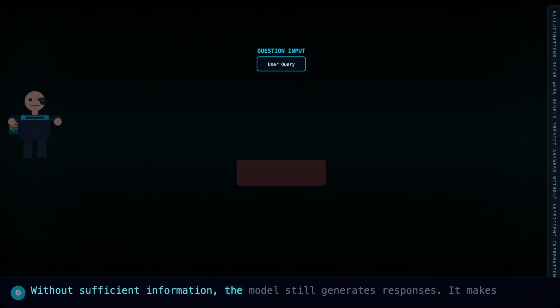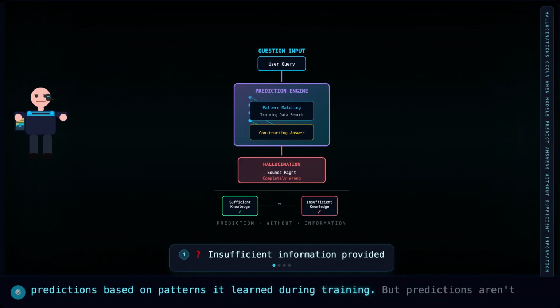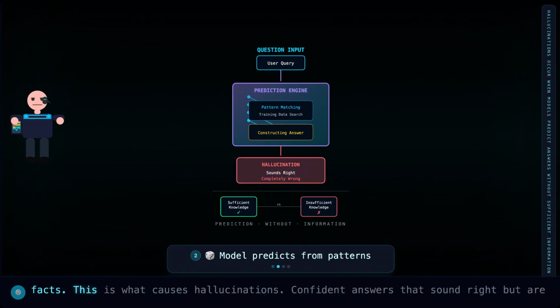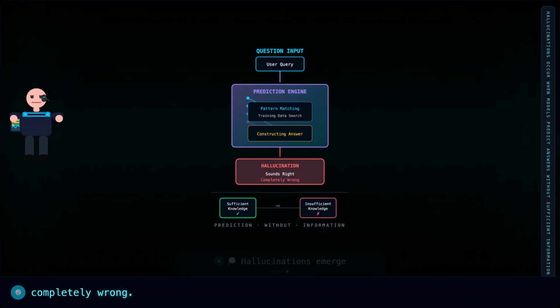Without sufficient information, the model still generates responses. It makes predictions based on patterns it learned during training. But predictions aren't facts. This is what causes hallucinations. Confident answers that sound right, but are completely wrong.